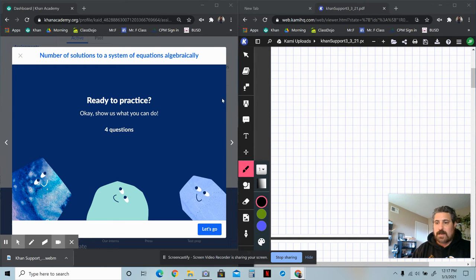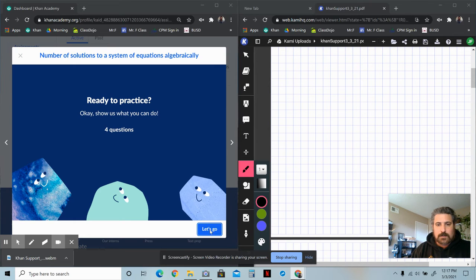So if they're the same line, you have an infinite number of solutions. If they are not the same line, but they are parallel lines, they have the same slope but different intercepts, then you have no solution because they're never going to cross. And if they have just intersecting lines, they'll have one solution. So let's take a look at it.